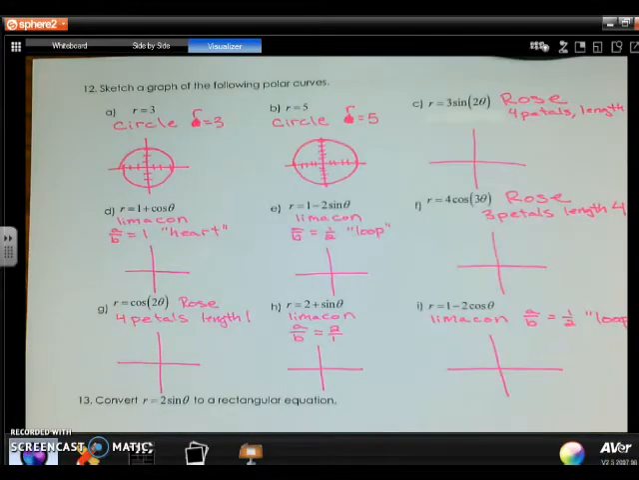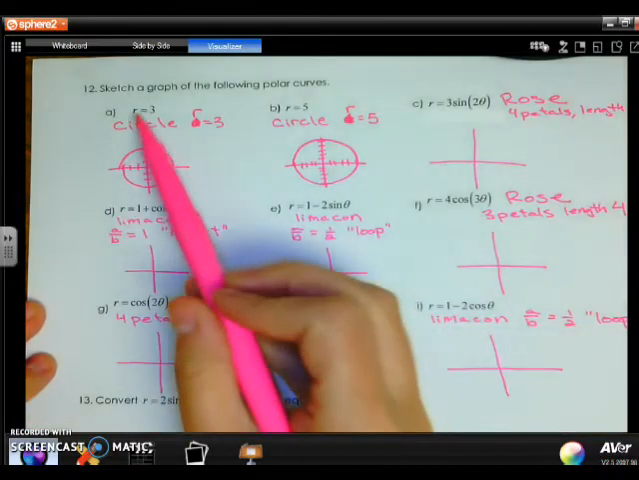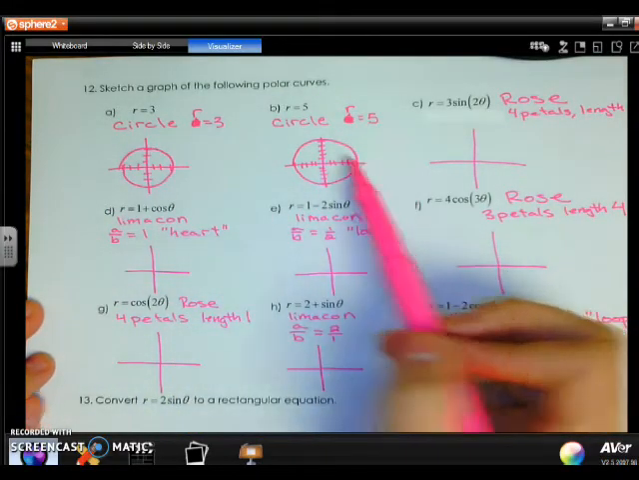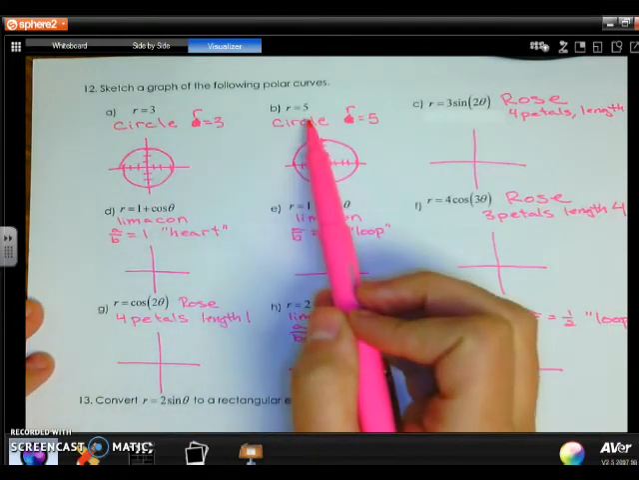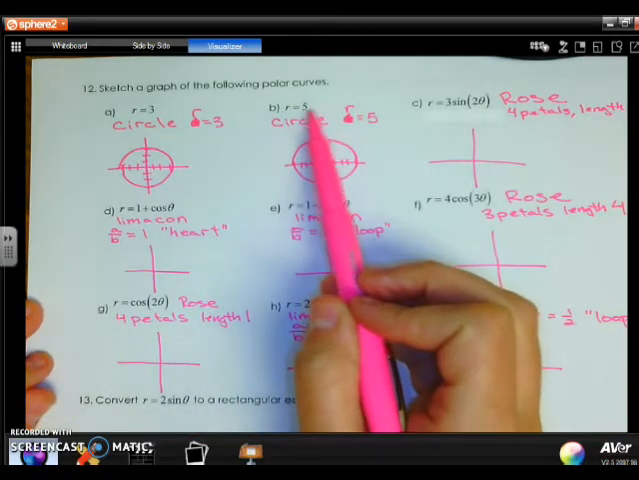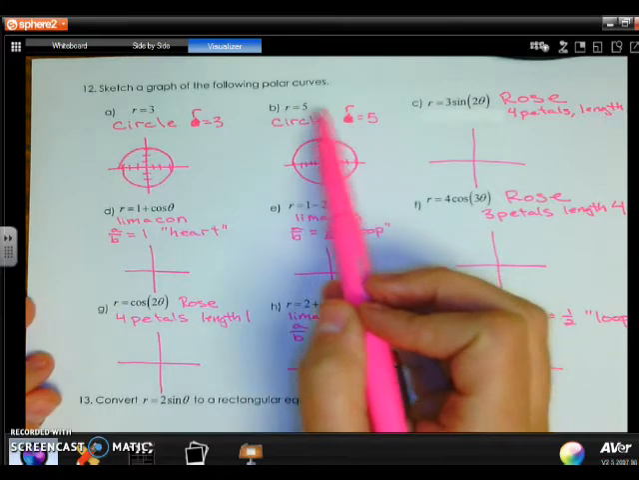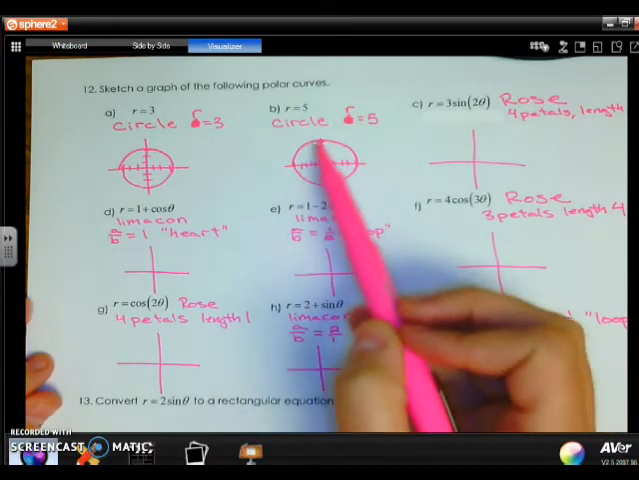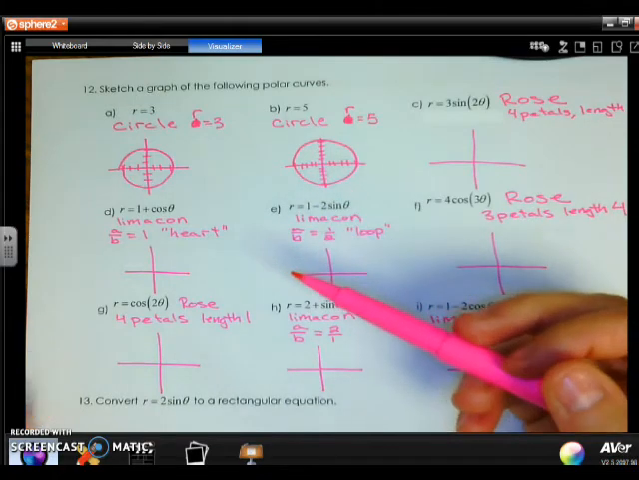Okay, so this is on page 5. This is just graphing the polar curves. These first two are going to be circles with radius 3 and radius 5. Keep in mind these circles are different than if there was the word cosine or sine after them. Remember, those would be where their left pole is at the origin or their bottom is at the origin. So just make sure you know those.